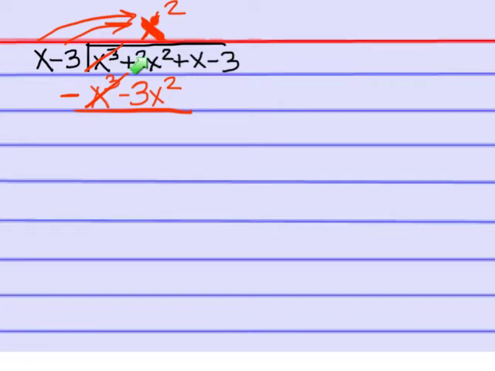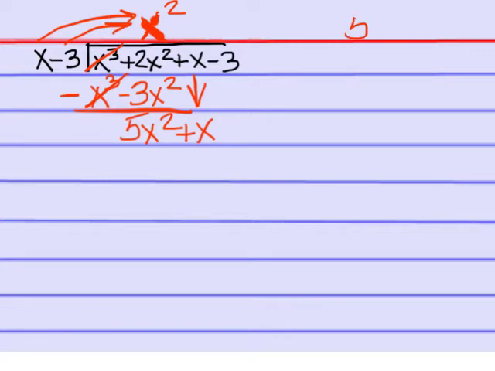What is positive 2x squared minus a negative 3x squared? 2x squared minus a negative 3x squared. 5x squared, yes. We have to drop our x and start over again. X times something is 5x squared.